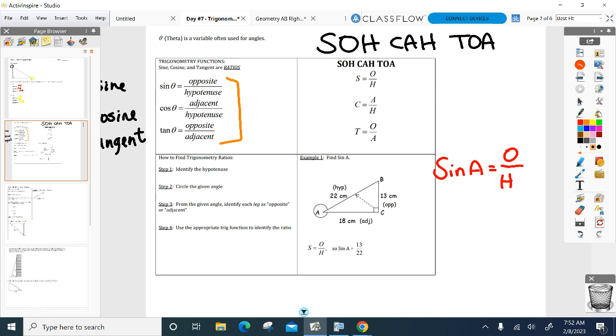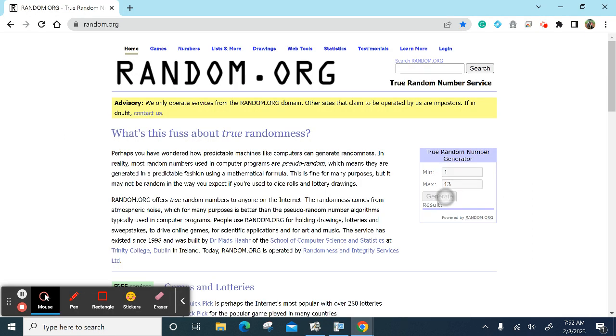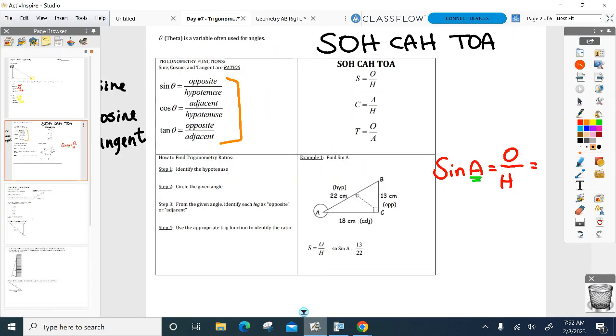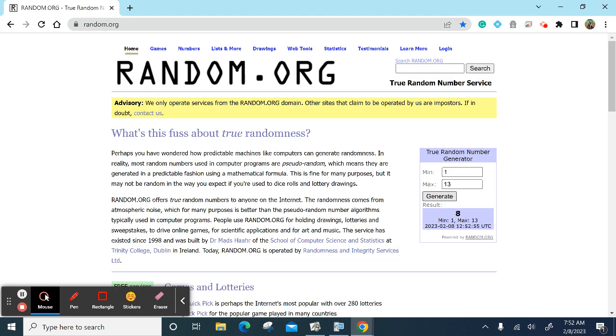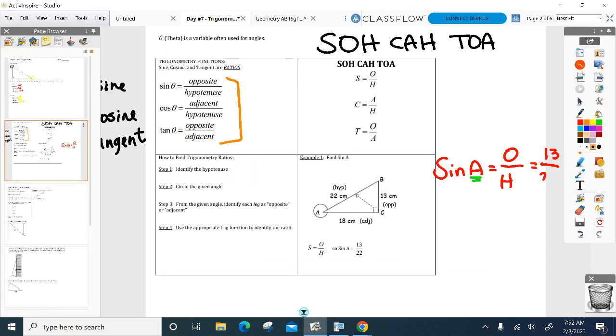Now I just have to plug in the right side lengths. A is where we're going from, so everyone look at angle A. What's the side opposite angle A? 13. So it's going to be 13 over, what's the hypotenuse in that triangle? 22. So the sine ratio is 13 over 22. I'm going to show you how we're going to use these in a second. I just want you to find the ratios first.